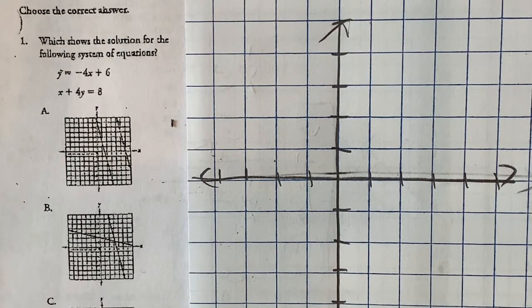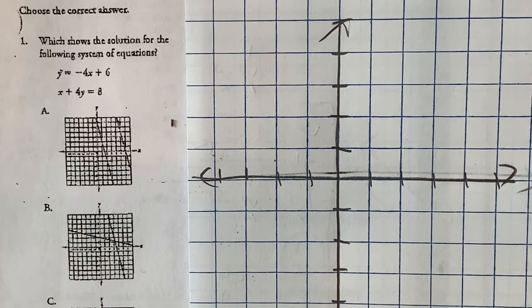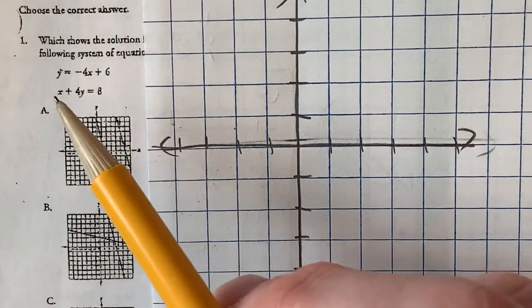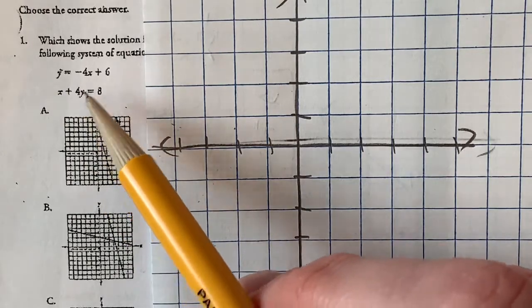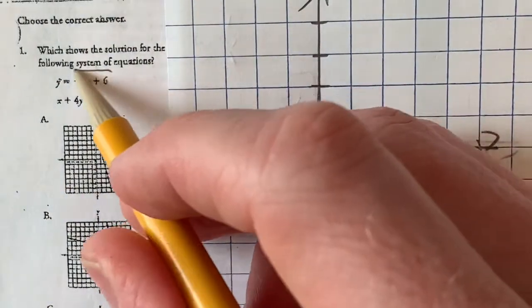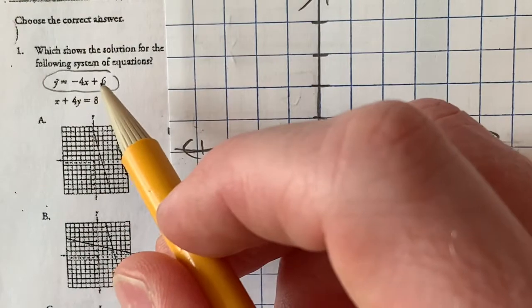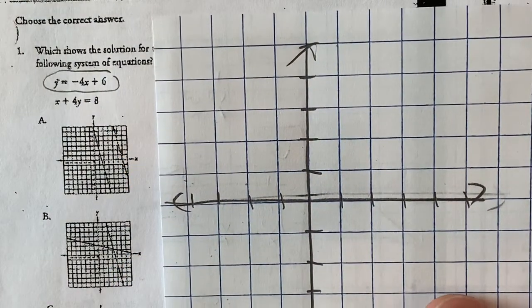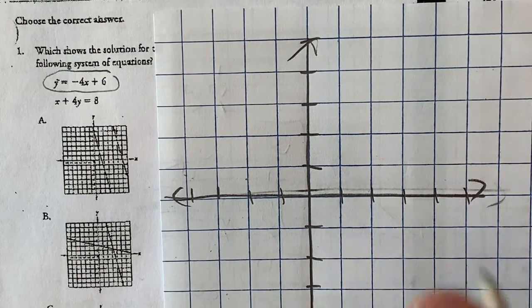Page 1, number 1. Which shows the solution for the following system of equations? Okay, so we have two equations. We have y equals negative 4x plus 6 and x plus 4y equals 8. So this first one right here, we should know how to graph at this point, right? So let's go ahead and graph that one as if we know what to do.